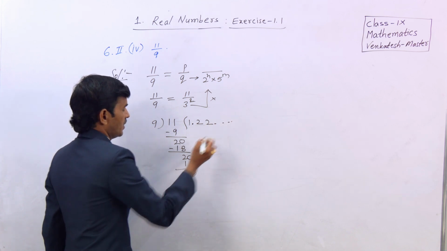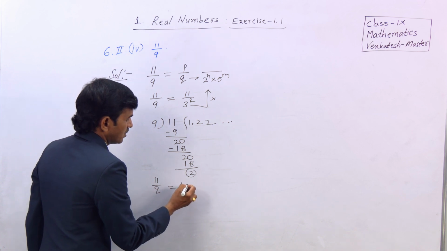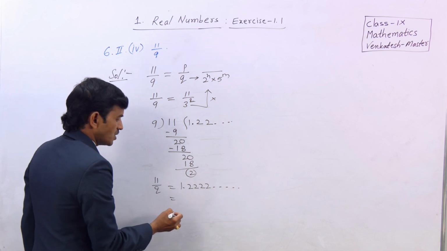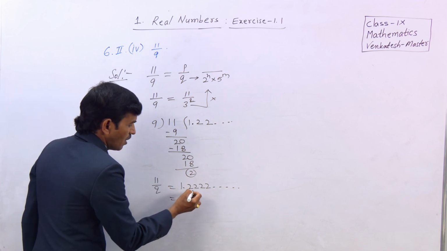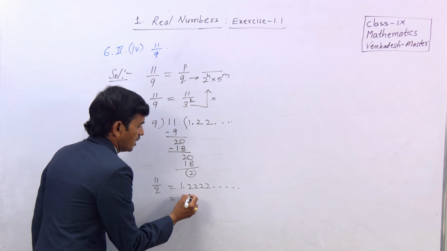In the same process if it continues, 11 by 9 gives us 1.222 and so on. So which is equal to what? 1 point. What are the digits repeating here? Only one digit is repeating, that is 2 bar.